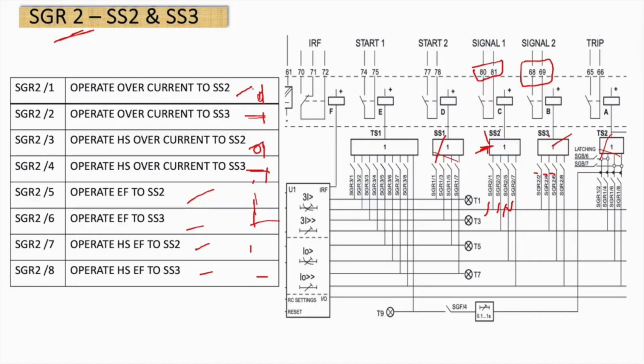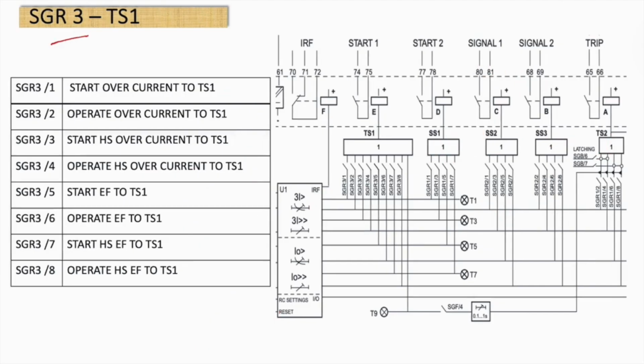You can also add 1 to all of them inside SDR2. Okay? If you put all 1s, you'll get 255. So if you get a total of 255 inside the relay, you need to understand that 255 means you've activated all the functions. The last one is SDR3.